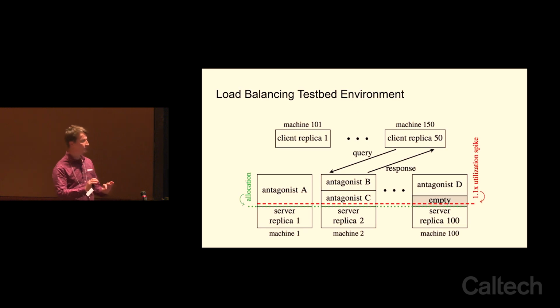Now I'm going to go a little bit deeper, depending on how much time I'm left with. Five minutes, great. Just to dig in on some of the results, we have a test bed of 100 machines running on Borg, which is our cloud system. Each machine runs many different jobs. We have our server job, as well as some other processes we call antagonists running in the background. So some machines are overall hotter than others, and some machines have spare capacity.